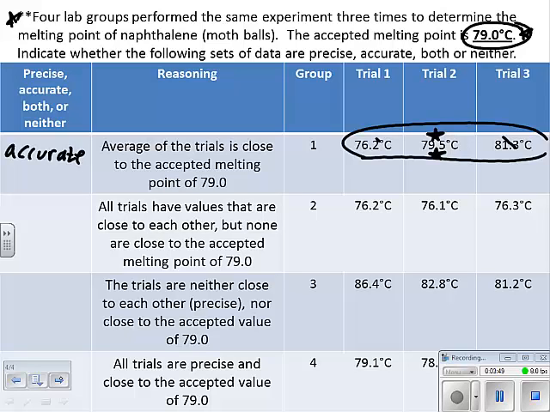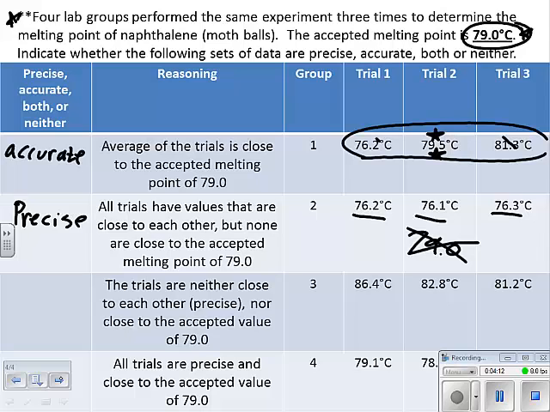The second group, 76.2, 76.1, 76.3. Those are all extremely close together. But are they anywhere near the 79.0? The answer is no, they're not. So they're definitely not accurate because they're too far away from 79.0. But since they're all within 0.1 degrees Celsius of each other, we'll go ahead and call that precise.